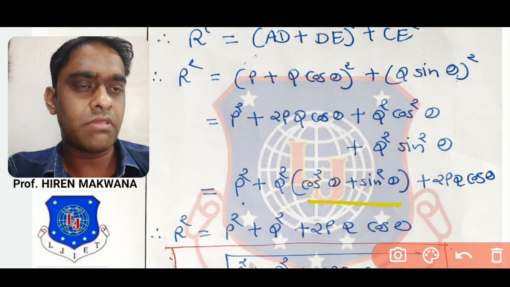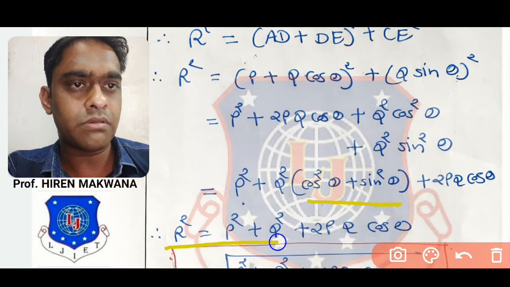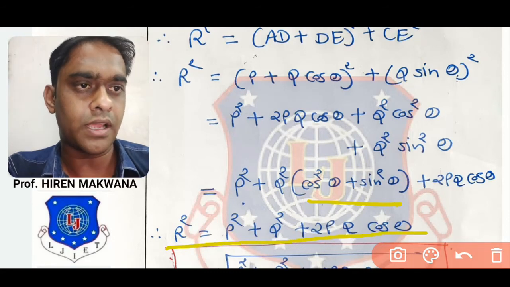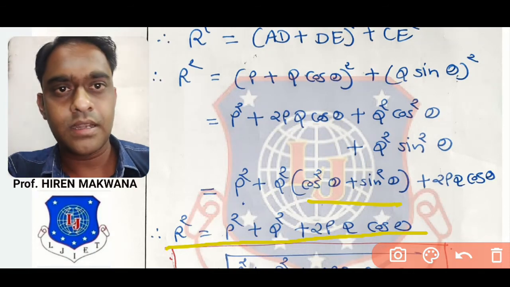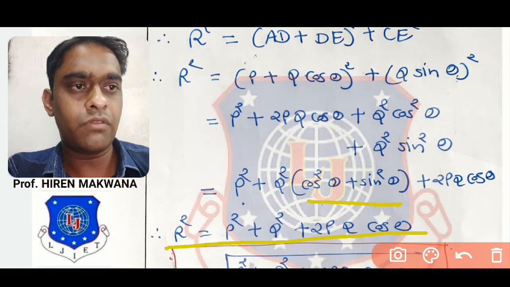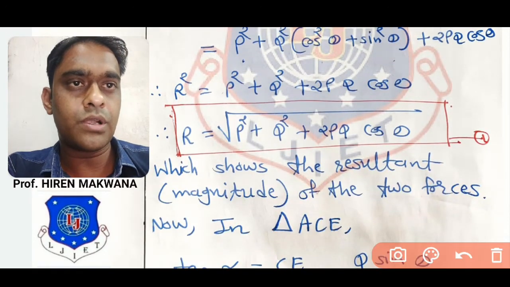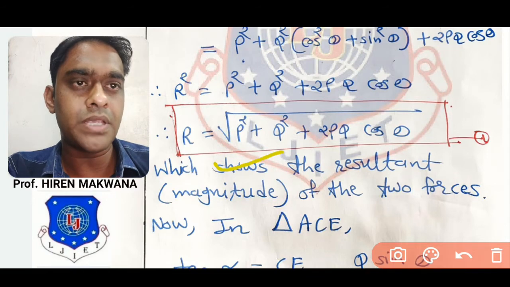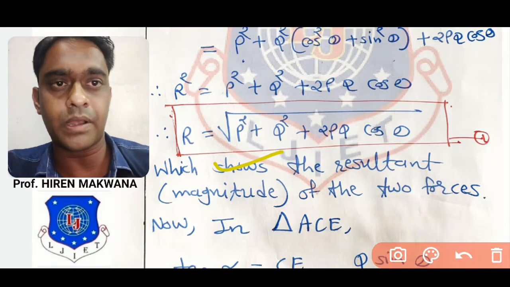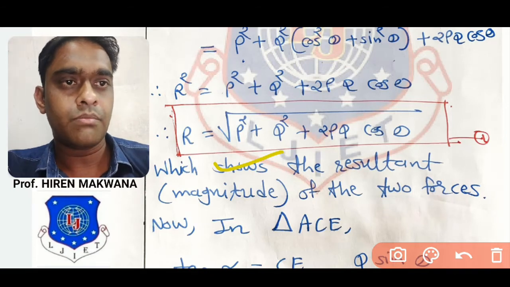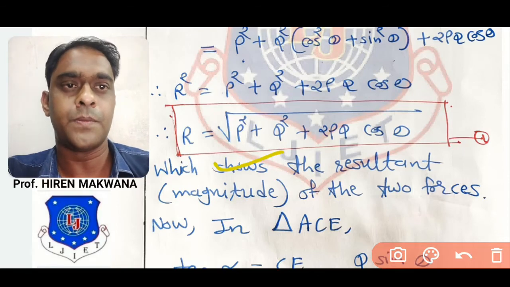Now cos square plus sin square is obviously 1. So the remaining will be R square is equal to P square plus Q square plus 2PQ cos theta. Okay, it is very easily clear. Next, we want to get R actually. So now R is equal to under root of the same term, P square plus Q square plus 2PQ cos theta. So this is the final equation number 1, which shows the magnitude of the resultant of the two given forces P and Q.